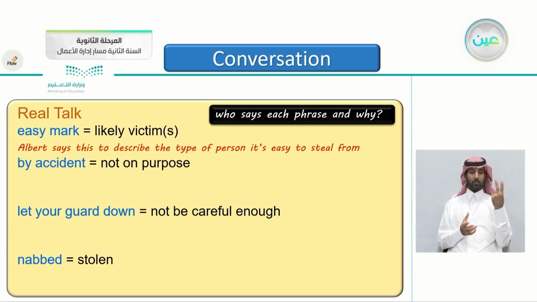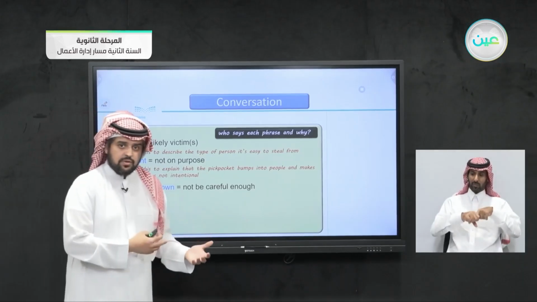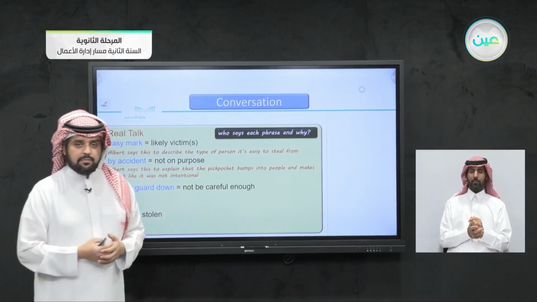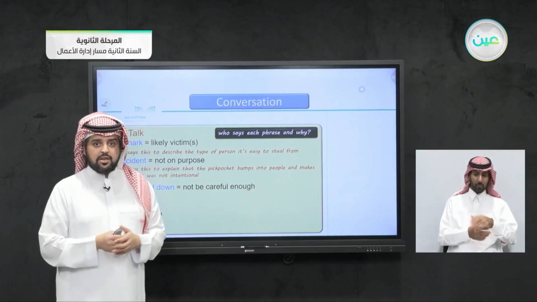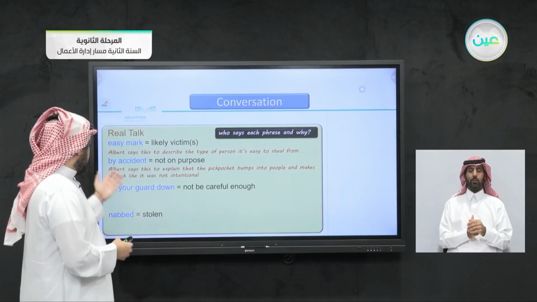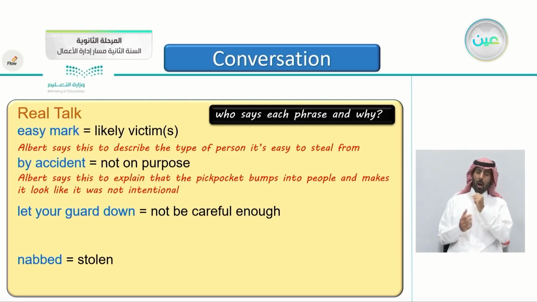Second one, by accident. Who says by accident? Yes. Albert says this to explain that the pickpocket bumps into people and makes it look like it was not intentional. So he's acting that he's bumping into you, makes it that it was by accident, make you feel that you believe that he tripped over something or he lost his balance or that he felt dizzy. Again, by accident, not on purpose. But of course, it's all planned.